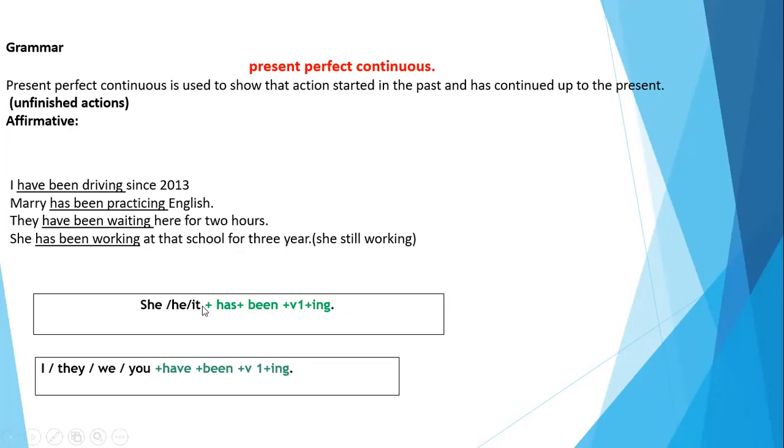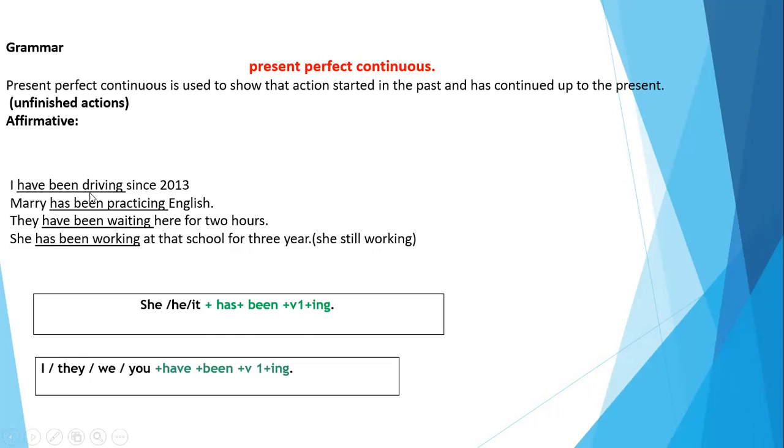It consists of has or have plus been plus verb ing. We use has with a singular pronoun and we use have with a plural pronoun. So she, he, it with has, and I, they, we, and you with have, plus been plus verb ing. Let's read these examples together.